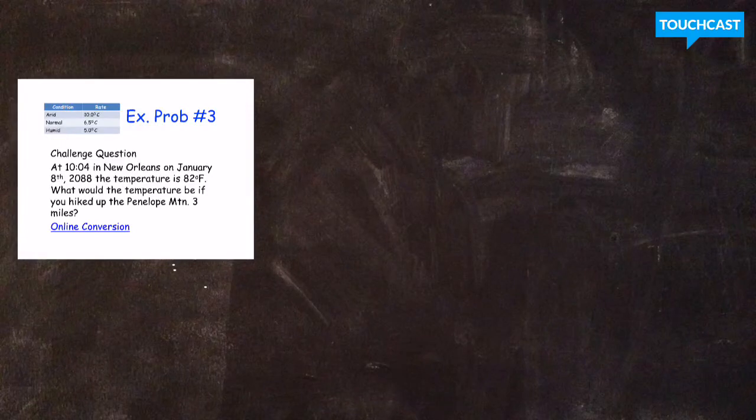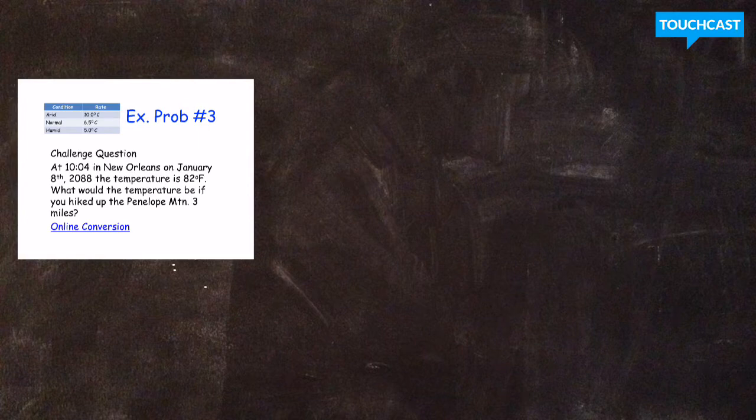Okay, let's do a question that's not so straightforward and a little bit harder. The question is, at 10:04 in New Orleans on January 8th, 2088, and if you don't know this, New Orleans is pretty close to sea level, the temperature is 82 degrees Fahrenheit. What would the temperature be if you hiked up the Penelope Mountain 3 miles? So you should already notice some problems in that you have Fahrenheit and miles. So you have to do just some dimensional analysis and some conversion.